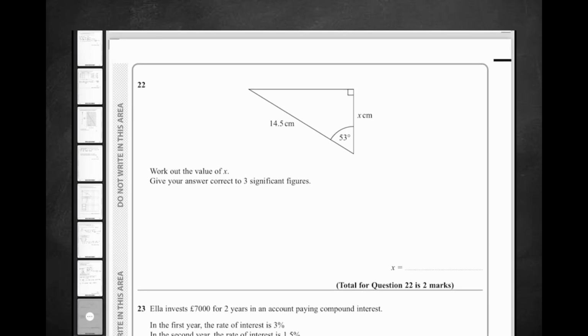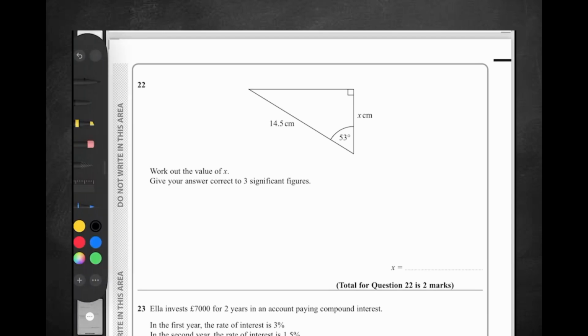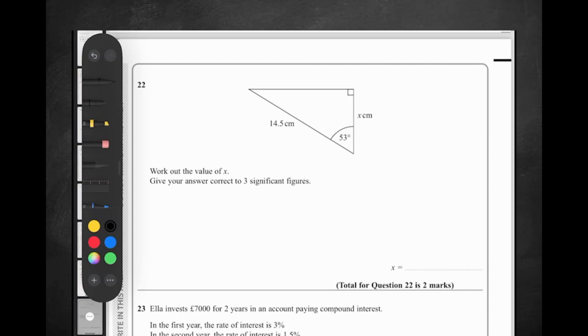Question 22. Work out the value of x. Give your answer correct to 3 significant figures. So, what we're going to have here is, this is the hypotenuse, this is our angle here, this 53, so this is the opposite side to the angle, and the x side is our adjacent side. Therefore, we're going to need to acknowledge that we have the adjacent and the hypotenuse, which means we're going to need cosine as our trigonometric function.